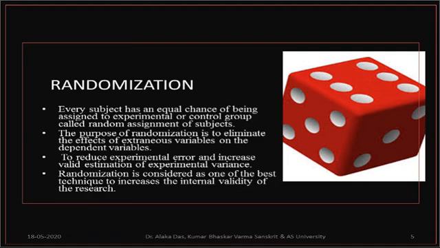Another condition or principle is randomization. Randomization provides the most effective method of eliminating systematic bias that minimizes the effect of extraneous variables, meaning the effect of those factors that are not treated in the experiment.